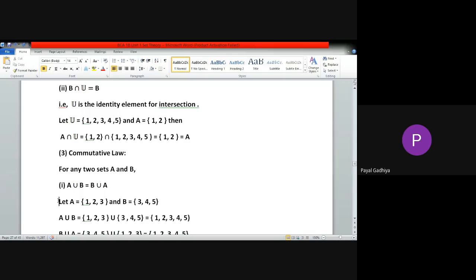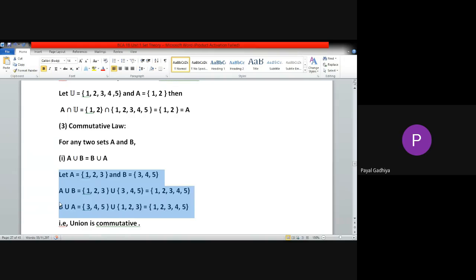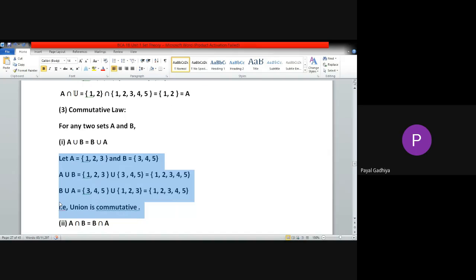Here see, let A equal 1, 2, 3 and B equal 3, 4, 5. So A union B is 1, 2, 3, 4, 5. And if I'm finding B union A, the answer will be the same, 1, 2, 3, 4, 5. So we can say that union is commutative, and this is the commutative law. And the same for intersection also, we have two sets A and B.